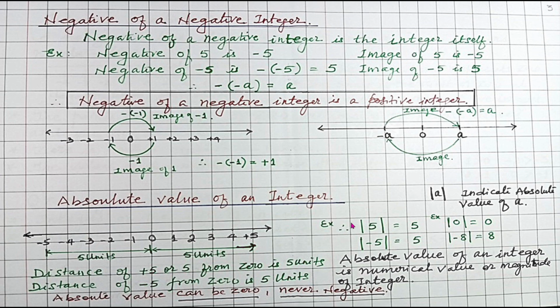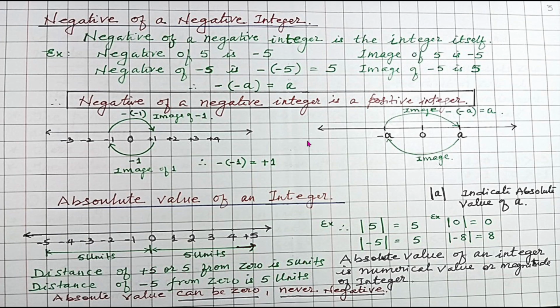Therefore we say the absolute value of 5, written by putting two parallel lines on either side of the number 5, is 5. Minus 5 is also 5. Whether it is plus 5 or minus 5, the value is 5. Remember that absolute value can be 0, but it can never be negative, because plus 5 is also 5, minus 5 is also 5. So that is the absolute value of an integer.